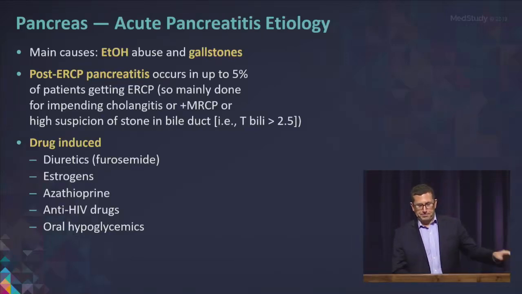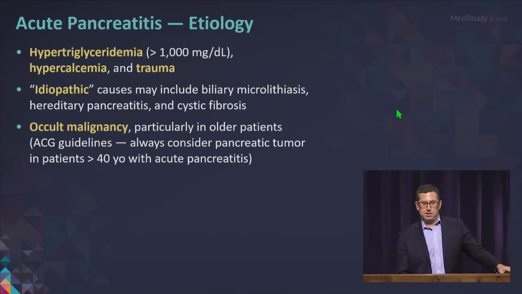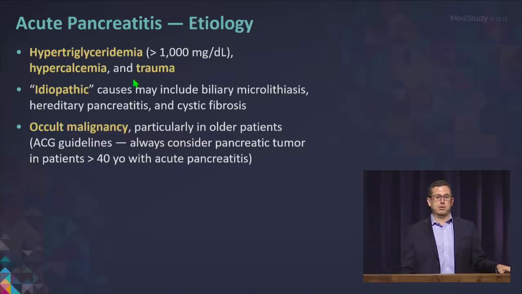There are drug-induced causes of acute pancreatitis. Classic would be azathioprine, diuretics like furosemide. Those would be classics on a test. Other etiologies, again, classic things that might show up on a test: hypertriglyceridemia, generally greater than 1,000, and hypercalcemia.